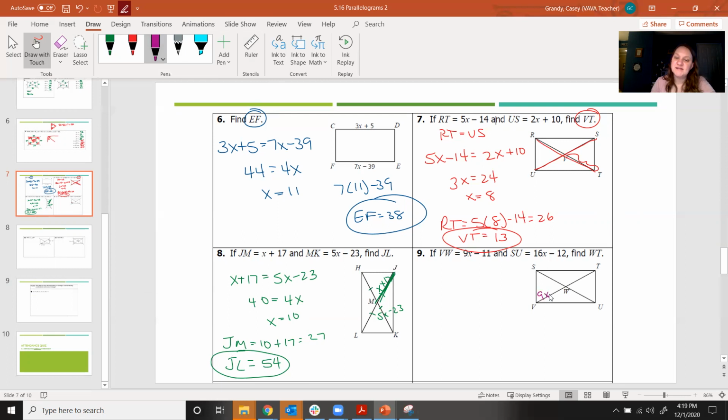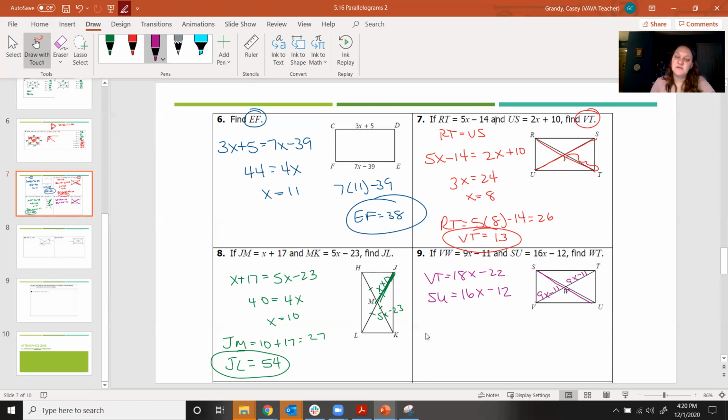VW is 9x minus 11. SU, that's this whole thing, is 16x minus 12. So I'm actually going to find an expression for VT. Well, VW is 9x minus 11. So is WT. They have to be the same. So VT is 9x minus 11 plus 9x minus 11, 18x minus 22. And we know that SU, they gave us that, 16x minus 12.